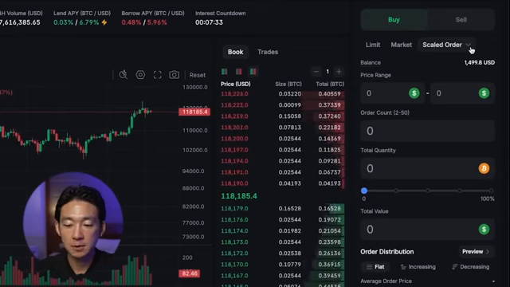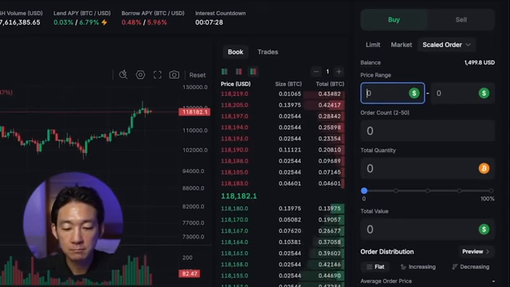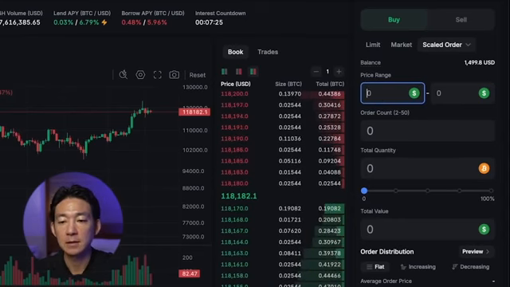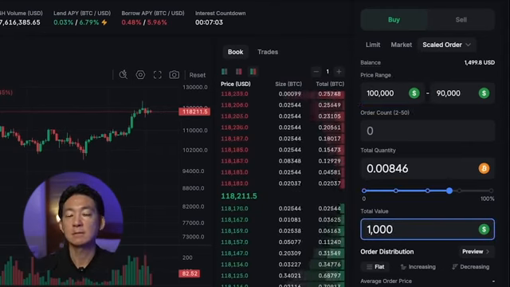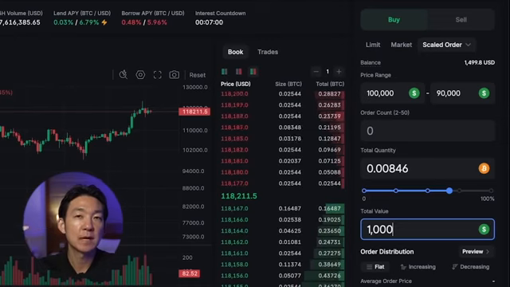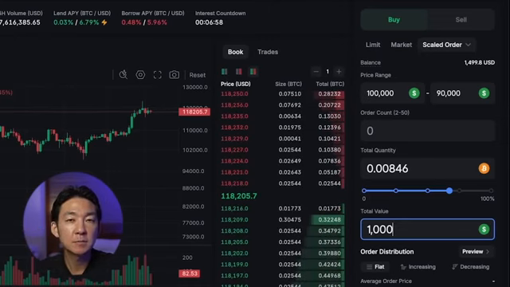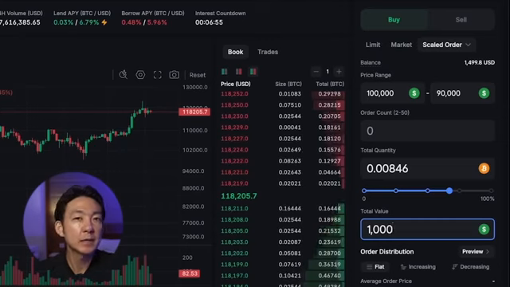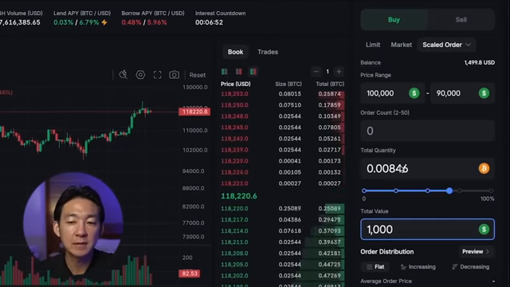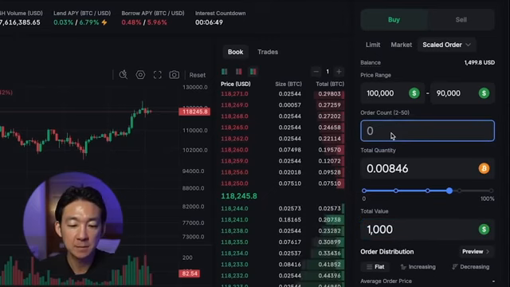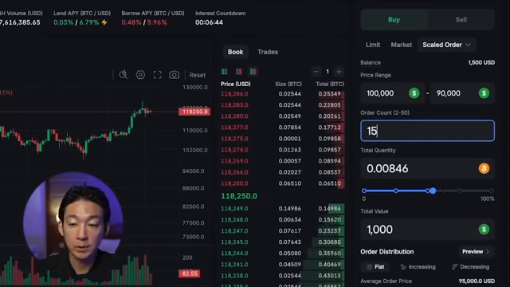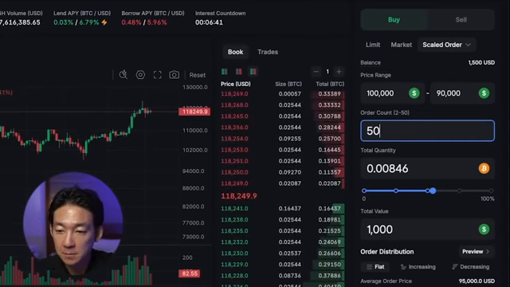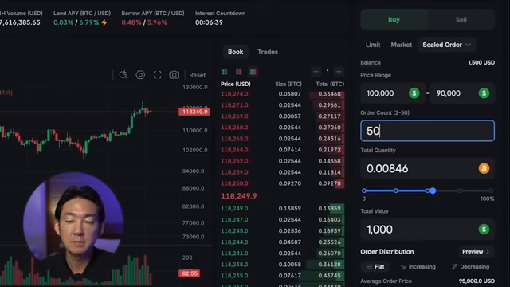For example, let's say you want to buy Bitcoin between 100K to 90K, and how much you want to buy, let's say 1,000 US dollars. And between those two prices, 100K and 90K, you're going to buy 1,000 US dollars. But how many orders do you want to place? So 1,000 divided by, let's say, 2 orders or 10 orders, or we could put up to, I think, 50 orders at this moment. So we could also put 50 orders.